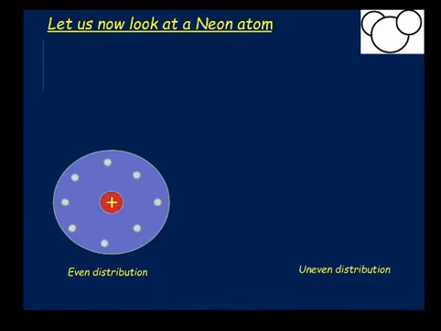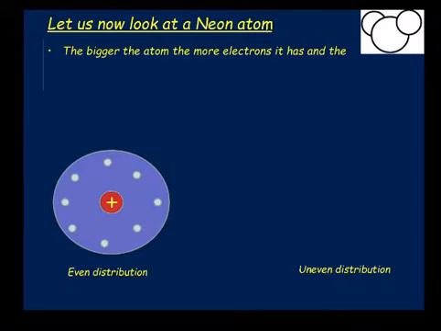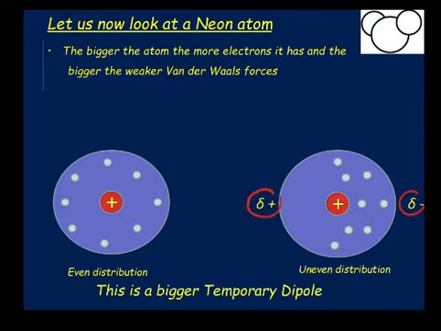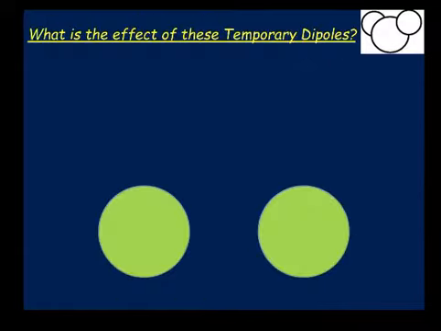So now we go to a bigger atom. The bigger the atom, the more electrons it has, it's going to have more of these weakest van der Waals forces. So this is with your even distribution on the left hand side, but as we've said, our electrons are all moving in their s and p orbitals. So we now make one portion delta positive and another portion delta negative. And because there are more electrons involved, you're getting a much bigger temporary dipole.